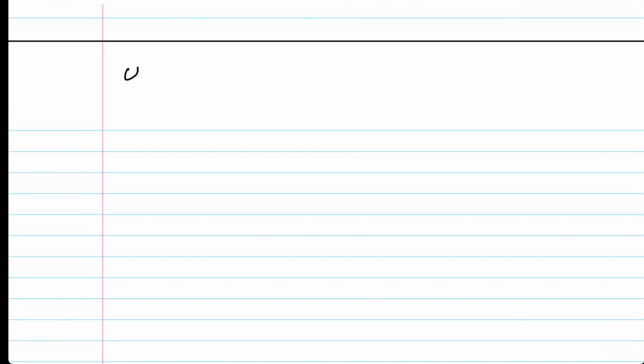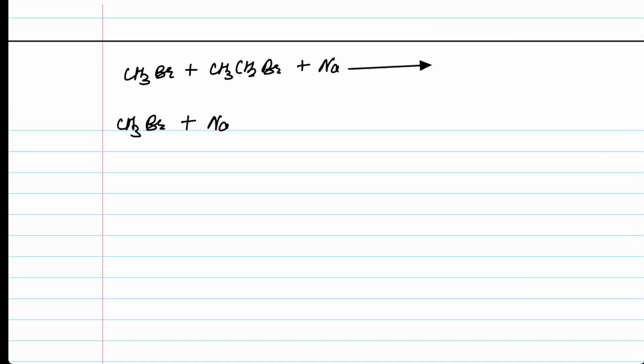Now let's consider a peculiar case where we have CH3Br and CH3CH2Br and we react it with sodium. Now what is the product that we can obtain? Here, CH3Br reacts with sodium to form CH3 radical plus NaBr. Now this CH3 radical reacts with sodium to give CH3 minus Na plus.